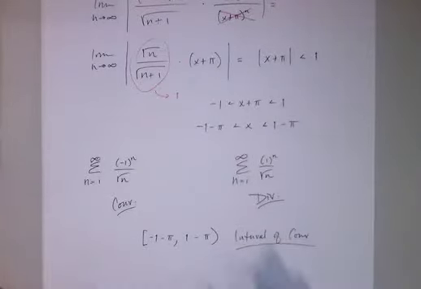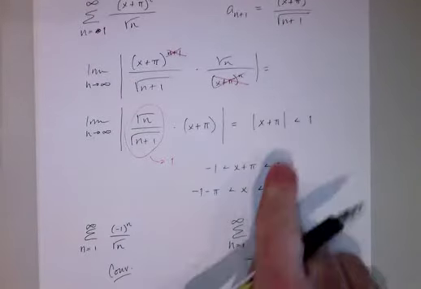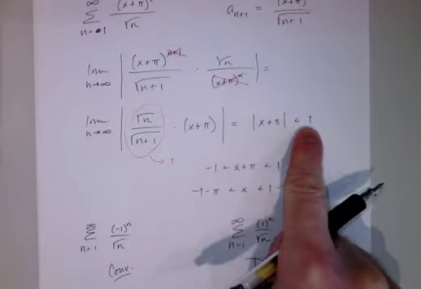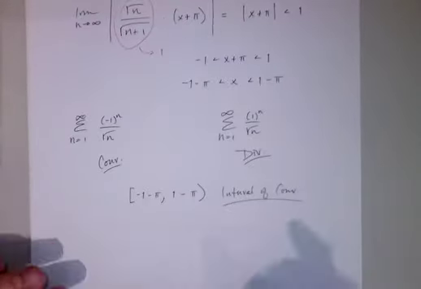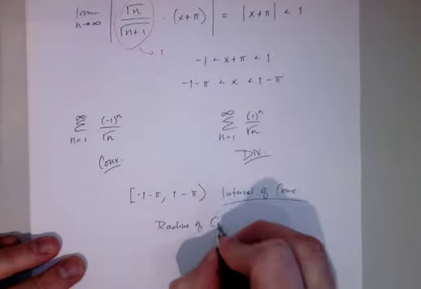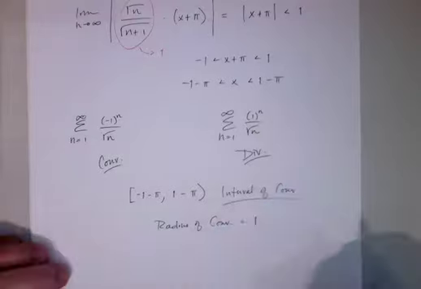And despite the fact that negative pi is the center right here, what was your radius of convergence? There was no denominator right here to alter that radius of convergence. That radius of convergence is just 1, okay? And so your radius of convergence is just 1.